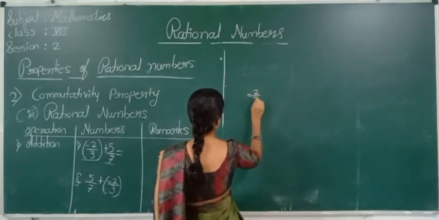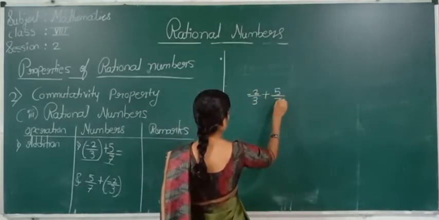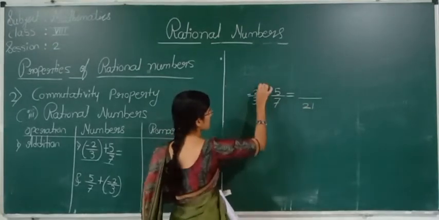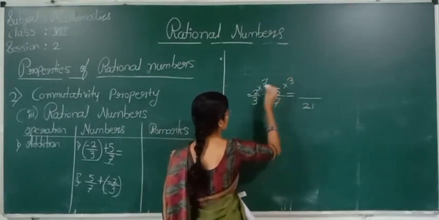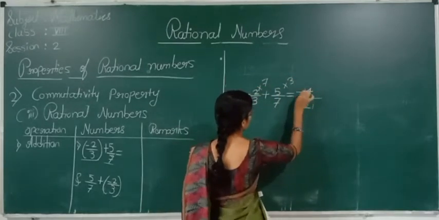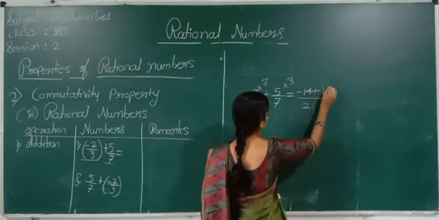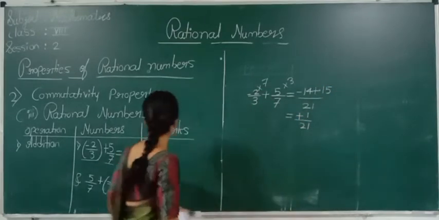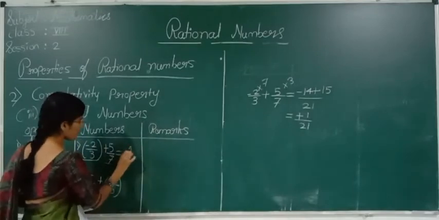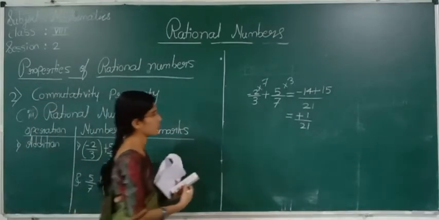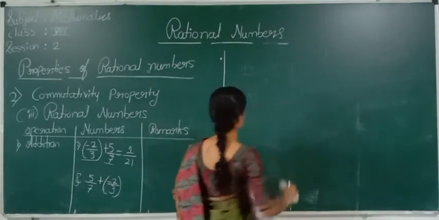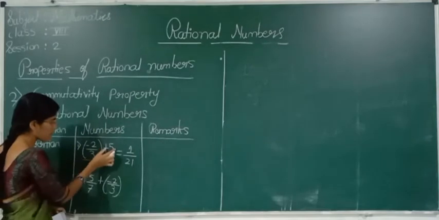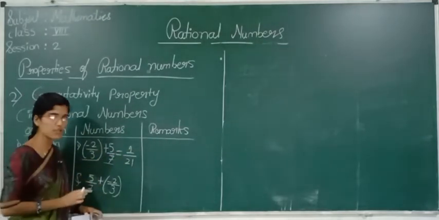Minus 2 divided by 3 plus 5 divided by 7. So LCM will be 21. 7 3s are 21, 7 2s are 14, minus 14, 5 3s are 15. This will be plus 15, so minus 14 plus 15, here the answer will be 1 by 21. Okay. Now we got minus 2 divided by 3 plus 5 divided by 7 is equal to 1 divided by 21.